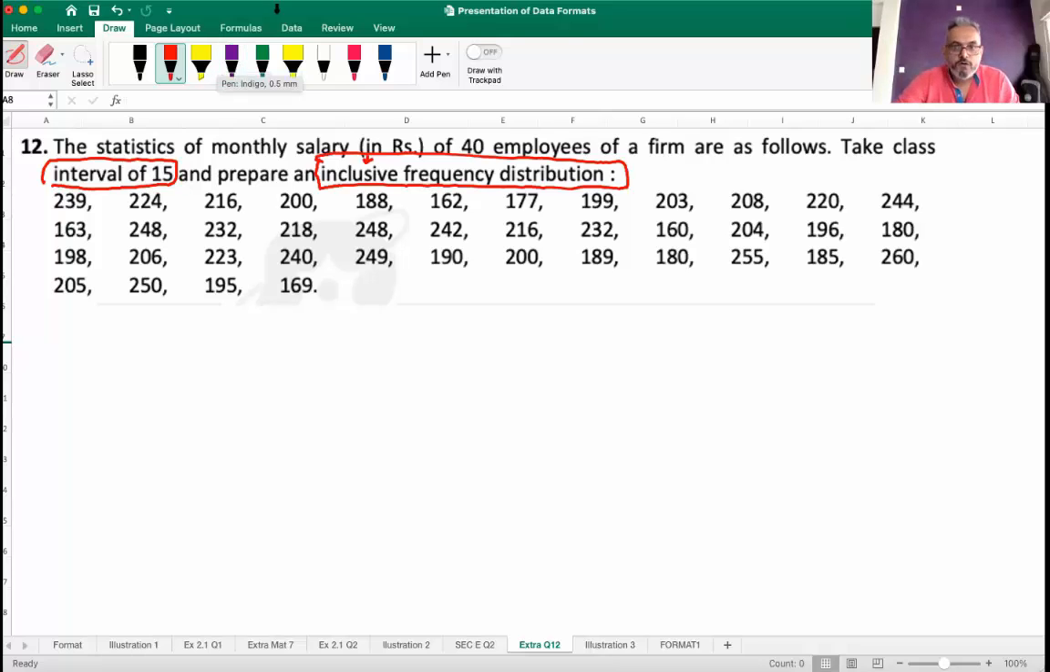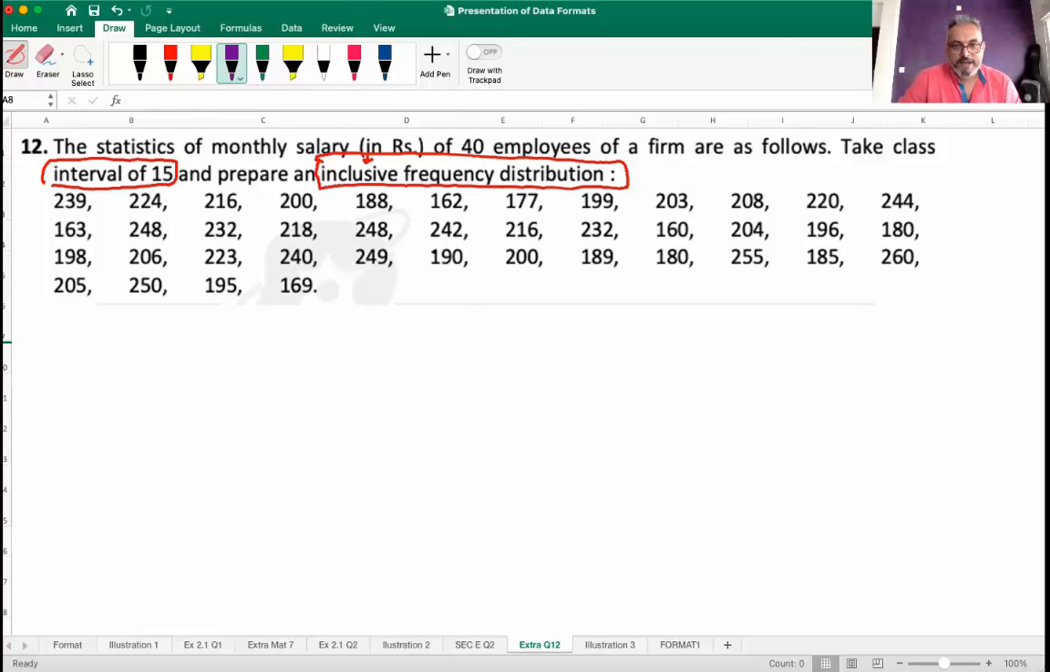I want you to give me the classes what you would be making in the chat box. You can give me the first two classes. Okay. Once again, I'll repeat, there was a lag in what I was saying. So for this sum, which is on the screen, you have to prepare an inclusive frequency distribution with the interval of 15. Now, I can help you with what is the minimum and what is the maximum.